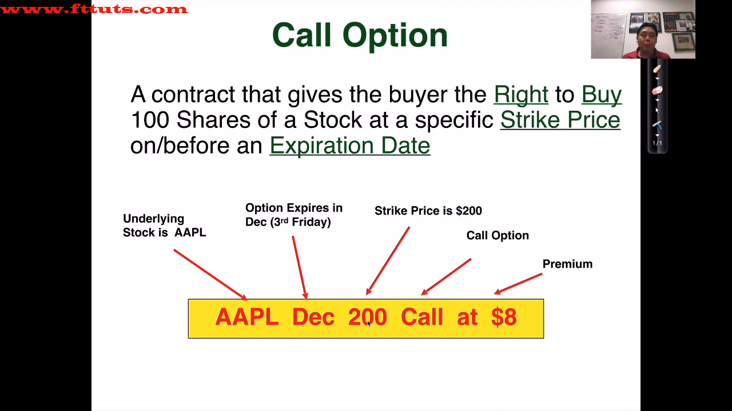Now, what if you bought the call option and Apple's share price dropped from $200 to $190? Well, then you're not too happy, right? Because you have the right to buy it at 200, but it's now selling below 200. So now your option becomes worthless, right? And you paid $8 for it. So at the most you pay $8. If it goes down, it's worthless. But if it goes up, my God, you can make unlimited amounts of profit. So that's how a call option works.